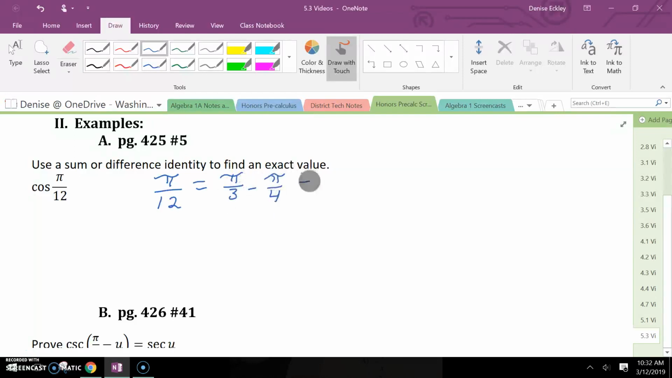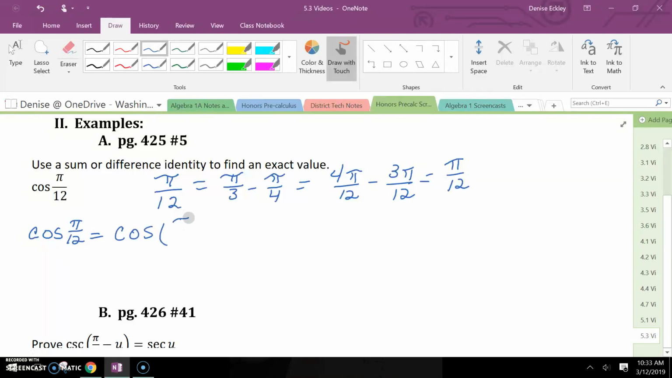So if I create a common denominator with both of these angles, what I get is 4 pi over 12 minus 3 pi over 12 will give me that pi over 12. So now I can use that to rewrite my cosine of pi over 12. So cosine of pi over 12 can be rewritten as cosine of pi over 3 minus pi over 4. So now we can use our difference identity for cosine to solve this.